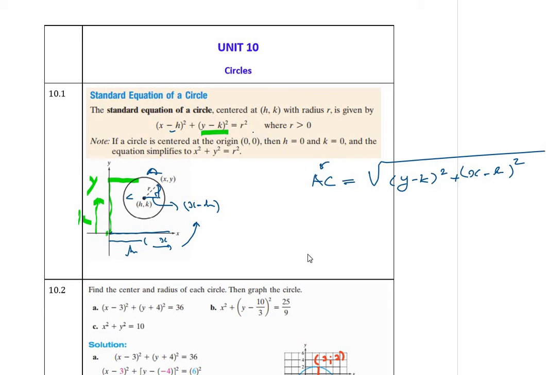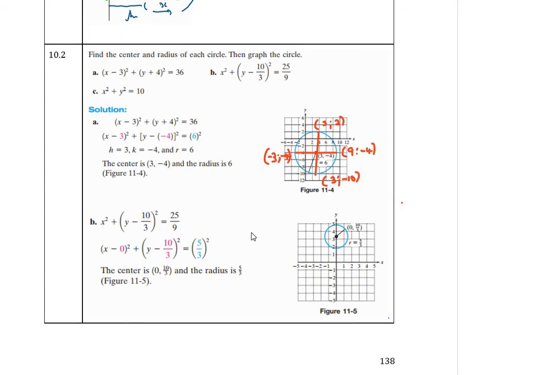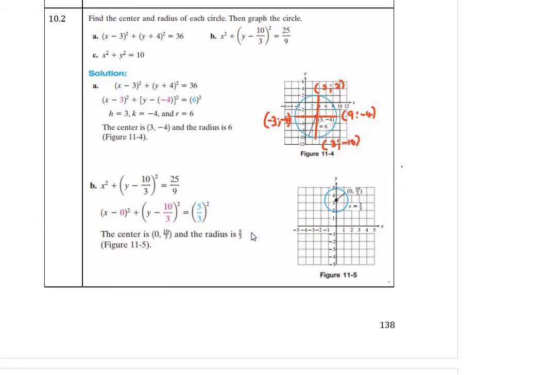So honestly, a lot of logic here, and if we make 100% sure we understand it, it's really not so difficult. Okay, so if we look now at some of our examples, in other words, number A here, 10.2a in your books, if we just consider this one now here.